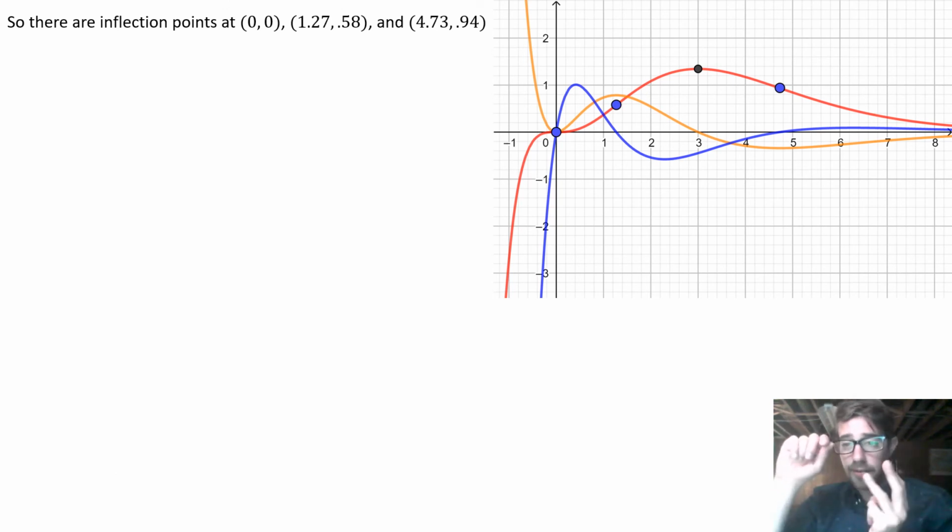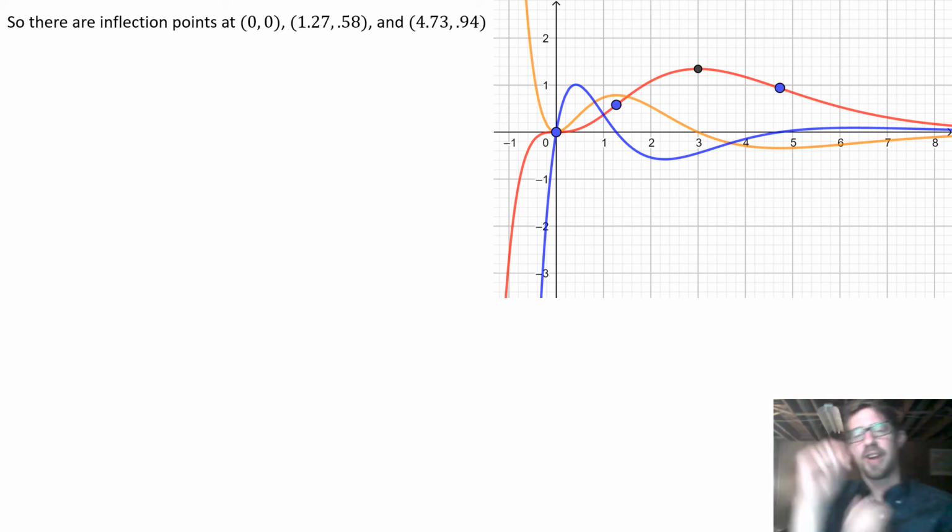Okay, so we have 3 inflection points, one at 0, one at 1.27. I'm actually not going to ask you to find the y value of the inflection points. You can just find the x value and then mark them on the graph. That's what I want to see. I want to see them marked on the graph, just where they should be. I just used a calculator to say, okay, at 1.27, f is about 0.58, and at that other one, f is about 0.94.